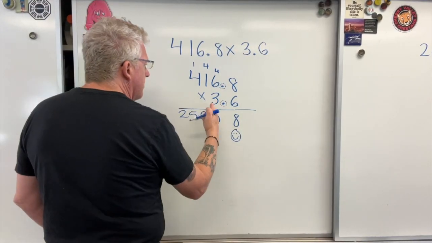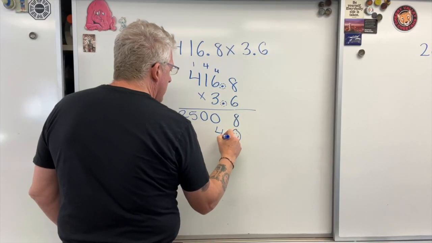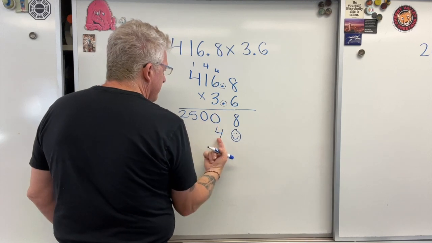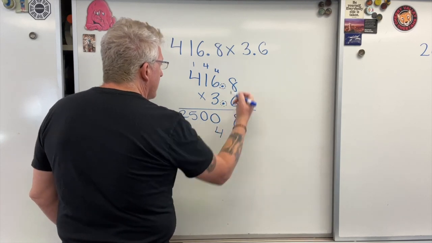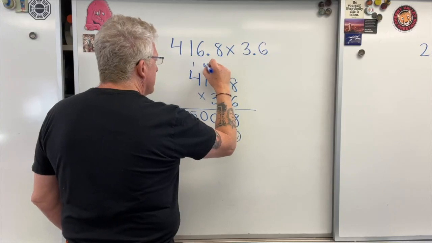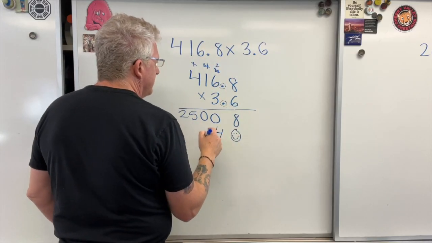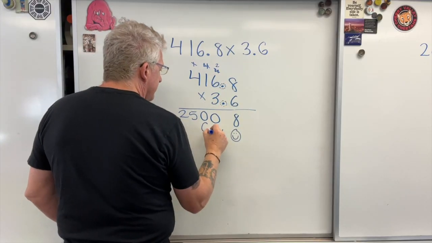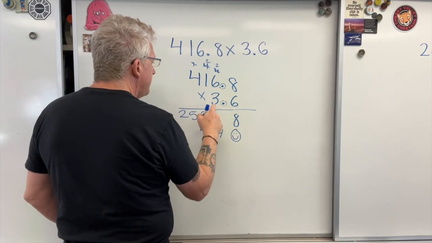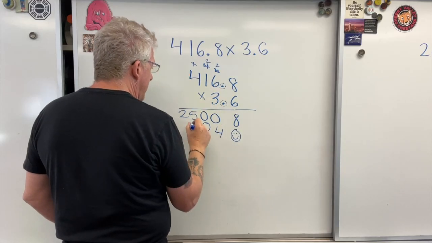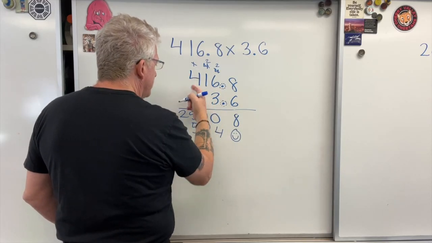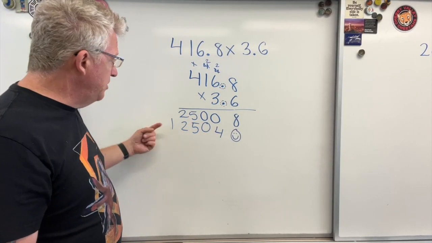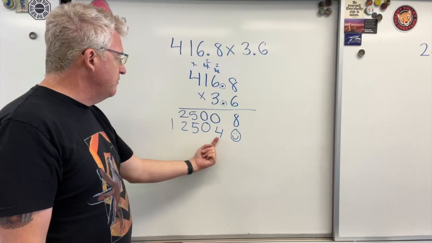So now I start. 3 times 8 is 24. I write it here because my answer is starting in the tens place. 24, I regroup my 2. These guys already got added in the previous round. 3 times 6 is 18, plus 2 is 20. 3 times 1 is 3, plus 2 is 5. 3 times 4 is 12. My second row and your second row should be 1, 2, 5, 0, 4, 0.